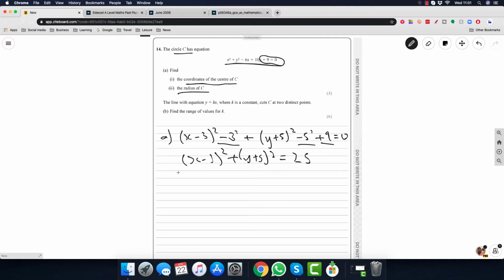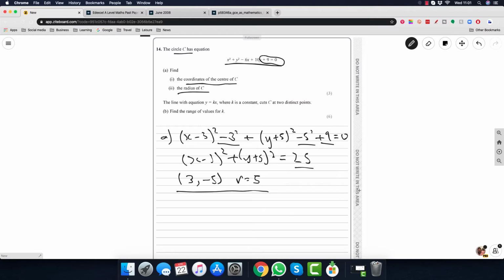Once we've got it in this form, we can literally just read off the centre of the circle. So the x-coordinate is 3. Notice it's not minus 3, it's 3, because the formula is x minus a. Then when you've got y plus 5, that must mean the y-coordinate of the centre of the circle is negative 5. So this is the centre, and the radius isn't 25 because this is r squared, so it's the square root of 25, which of course is 5. So that's the final answer to part A.